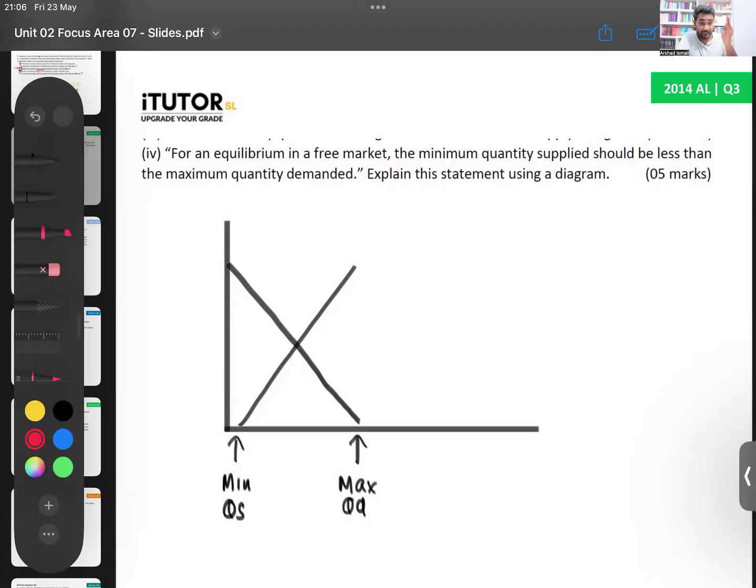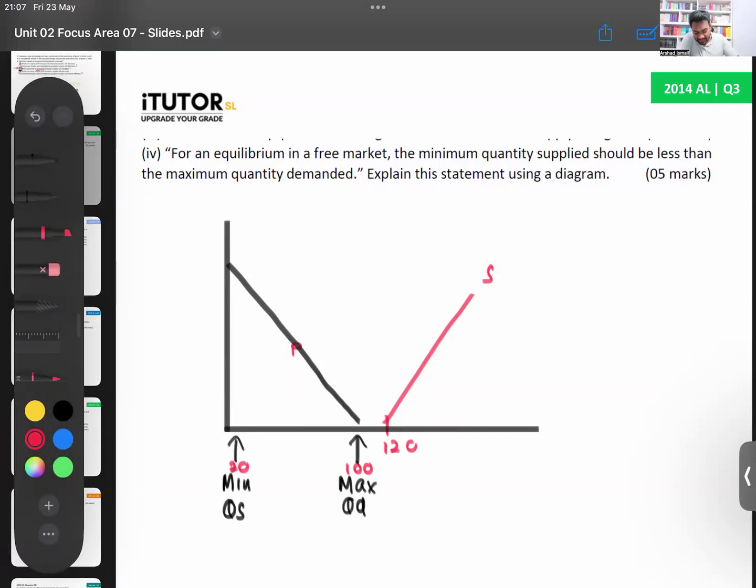Now, usually, if the minimum quantity supplied is less than the maximum quantity demanded, for example, let's say maximum quantity demanded is 100 units, minimum quantity supplied is 20 units. So if it is a situation like this, you will have equilibrium. But what if your supply curve is not this? What if your supply curve was something like this? Your minimum quantity supplied is, let's say, 120. When the price is 0, producers are willing to supply, let's say, 120 units. But the maximum demand is over here. So, in a situation like this, you will not have equilibrium, no? That is what they're asking.